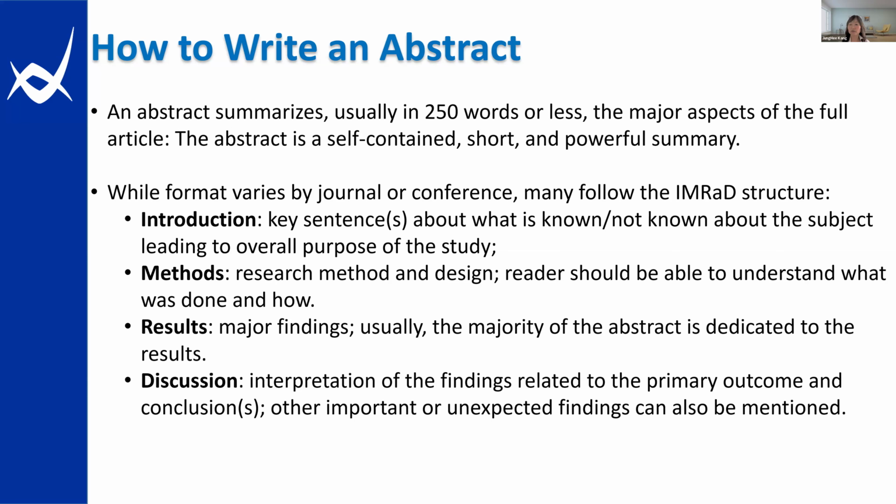So the major aspect of the full article, like about your research project, right? Because your goal is not just writing an abstract and finishing it, but you want to develop that one as a paper so that you can have your scholarship work completed, right? So abstract is a self-contained, short, and powerful summary of your research project or manuscript. While format varies by journal or conference, many follow the IMRAD structure, which is I, introduction or background, M is methods, R is results, and D, discussion or conclusions together.